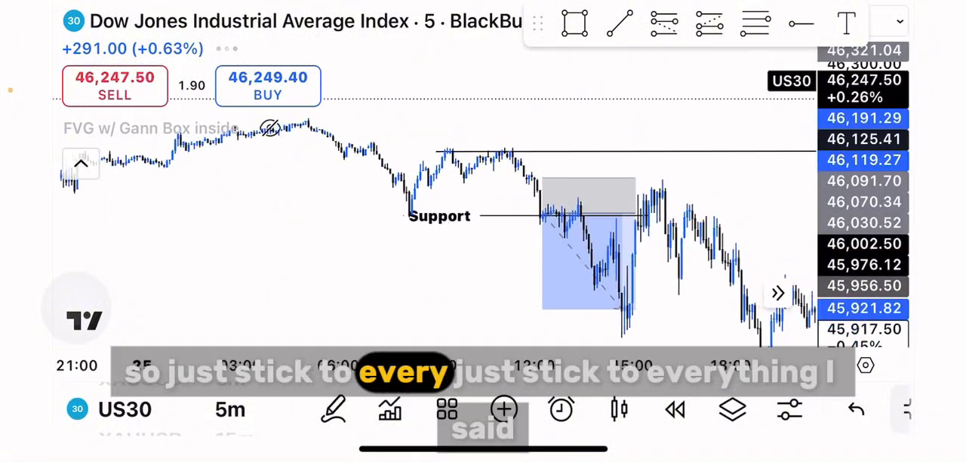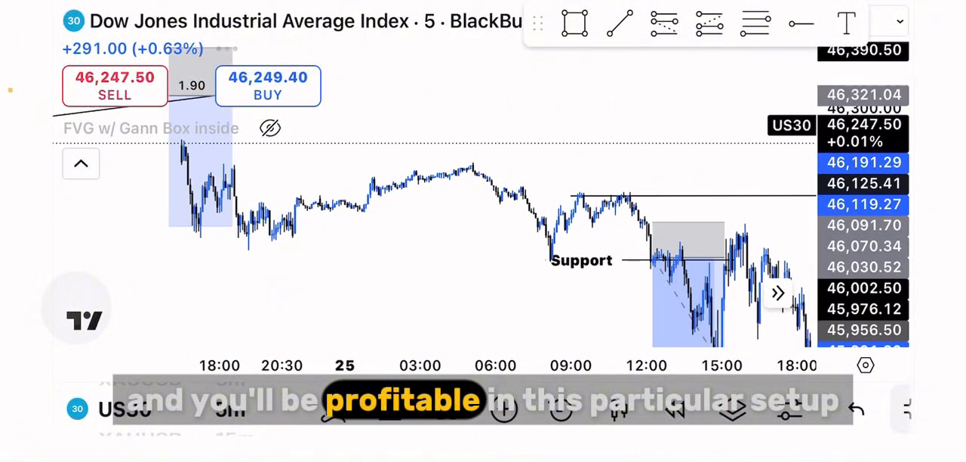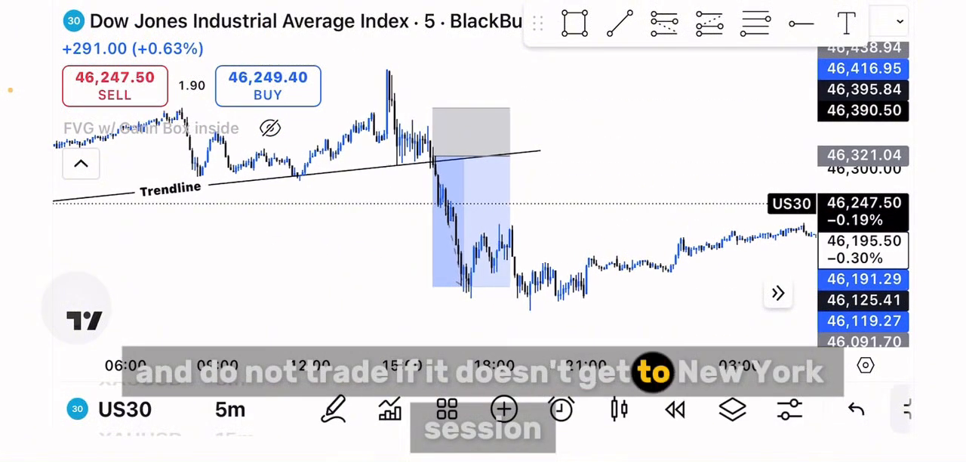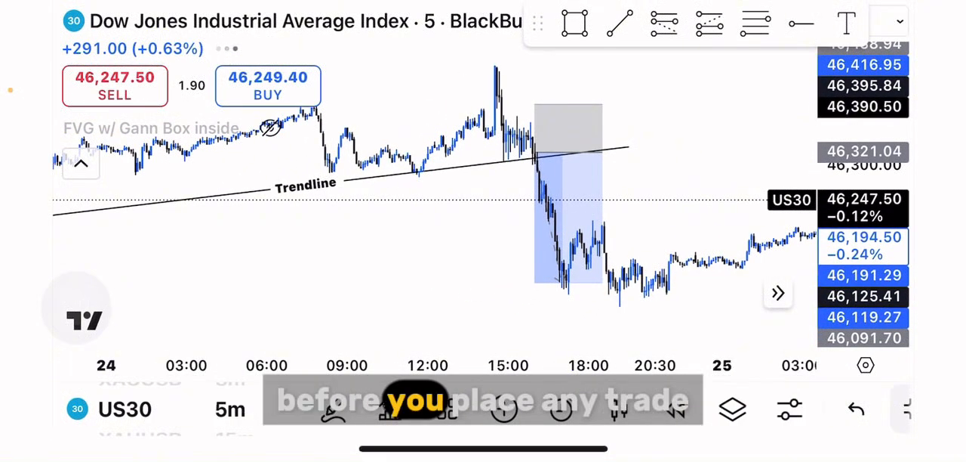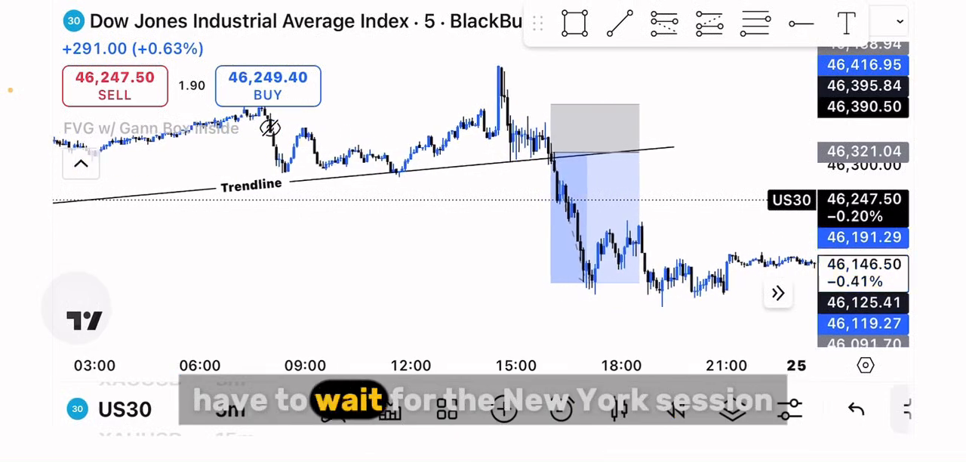So just stick to everything I said, and you'll be profitable in this particular setup. And do not trade if it doesn't get to New York session. You have to wait for New York session to open before you place any trade, or before you can see a breakout. You have to wait for the New York session.